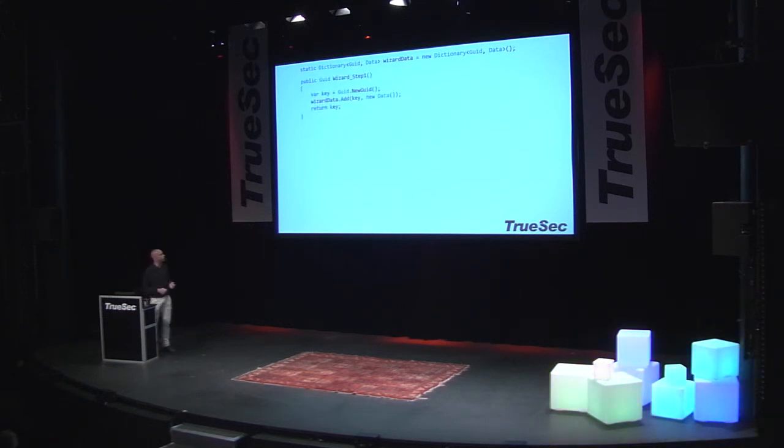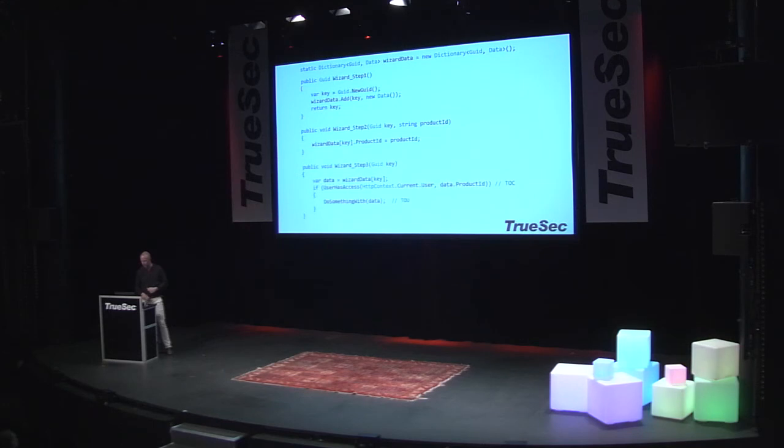So okay, the user navigates to step 1. We create a new ID for the user, a new empty data object, and just put it in the dictionary. We return the key to the user so you can supply it in the query string, or the post data, in the next step. Step 2, the user has chosen some kind of product, so we update their data with this product ID. And in the third step, this is like the checkout step, it's just a click on a button. We check if the user has access to this product, and if she has access, then we do something with it. We ship it or whatever. So I indicated the time of check and time of use here.